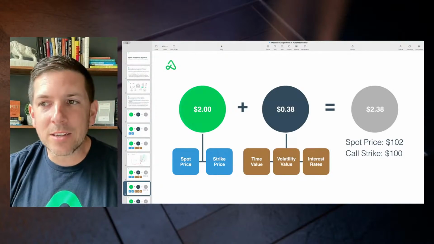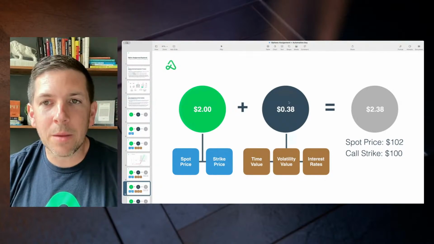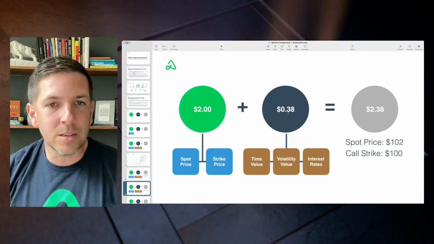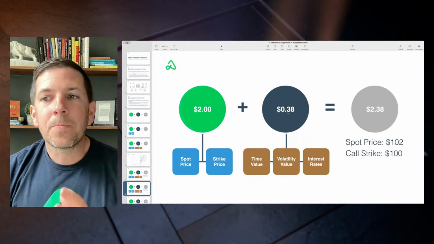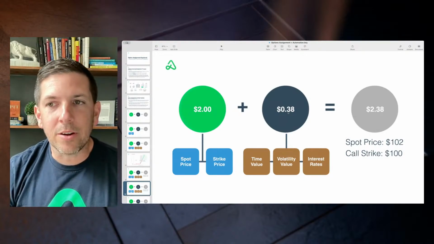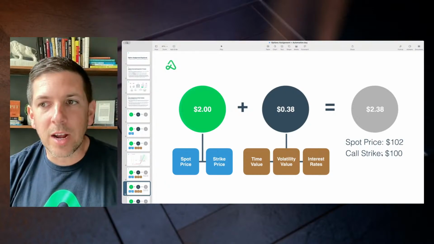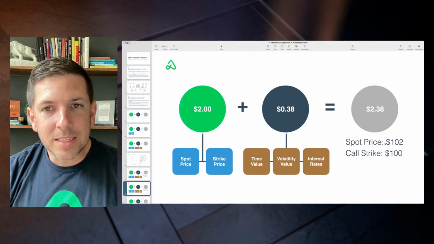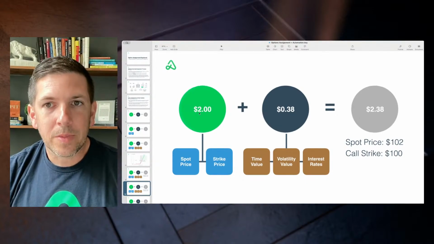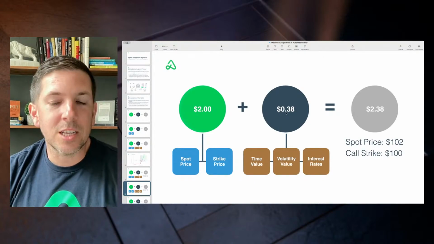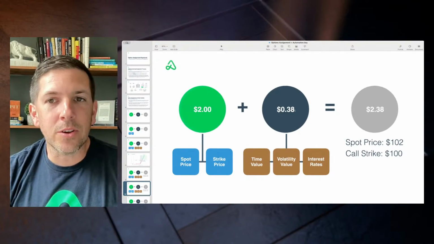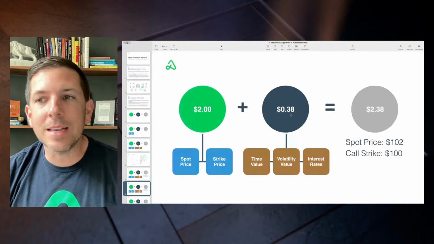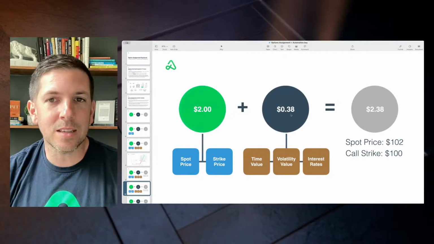Now, this contract has $2 of intrinsic value, so the remaining portion is attributed to extrinsic value. That's the value that's left over for time and volatility. Now remember, and this is a really key component, if you are a call option buyer here, you could exercise your contract and buy stock at 100 and sell it at 102. But that would only net you a $2 profit. What you'd be giving up in this instance is the extrinsic value of 38 cents, or $38.